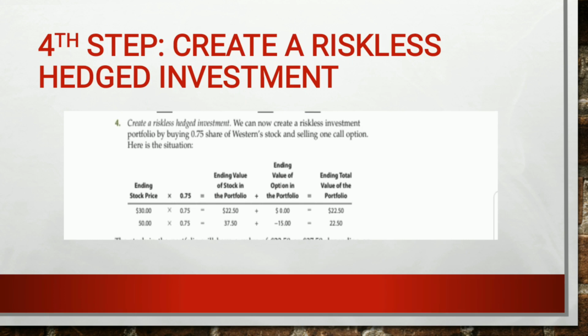We're going to add the ending value of option in the portfolio, which is 0. Then the ending total value of the portfolio is $22.50. And then for the $50 ending stock price multiplied by 0.75 is equal to 37.50. And then we have the ending value of option in the portfolio, which is 15. We're going to subtract it from 37.50. So we came up with 22.50. So it equals.